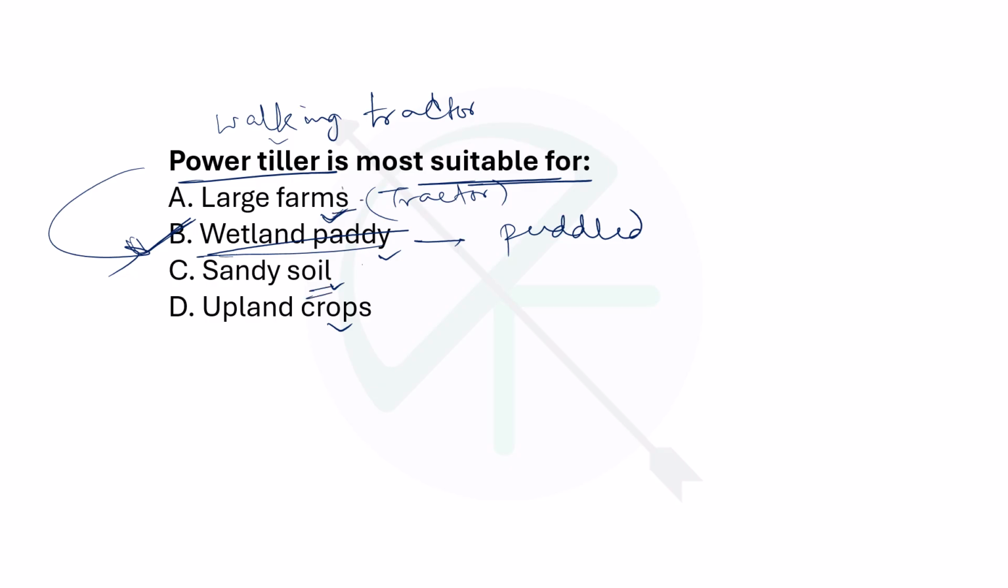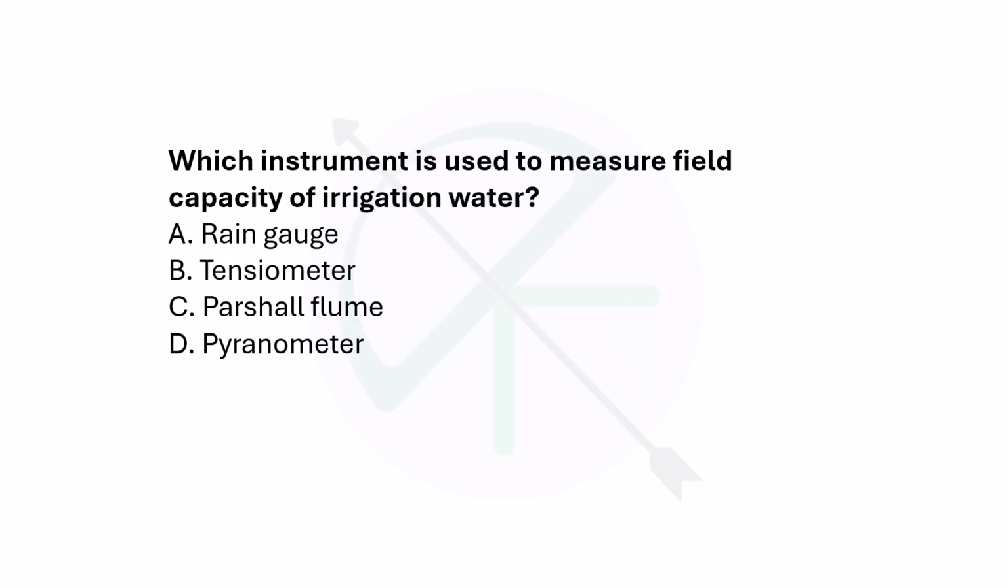And sandy soil, no, it's also not used for sandy soils. Why would it be used? Because the main function of a power tiller is to improve the aeration and drainage, okay? And then upland crops, no, it's also not usable for upland crops. It's the most suitable for wetland paddy, okay.